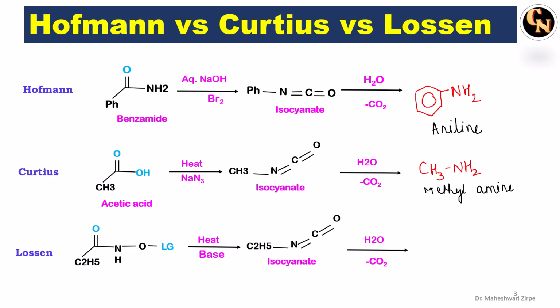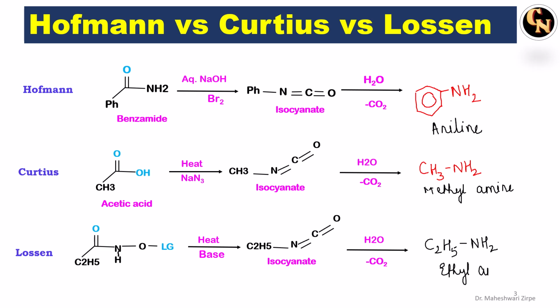And the last one is Lossen rearrangement. There is a hydroxamate ester. This is a leaving group which will be removed by rearrangement of the ethyl group, and we will be getting an isocyanate, and ultimately the same further mechanism takes place, and you are going to get C2H5NH2, that is amine, ethylamine.